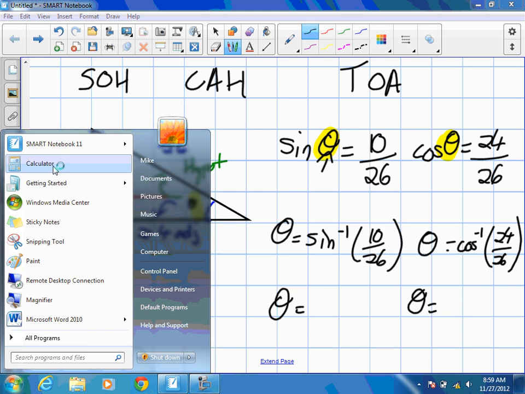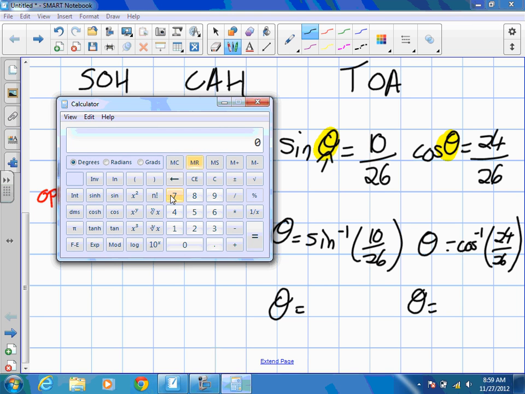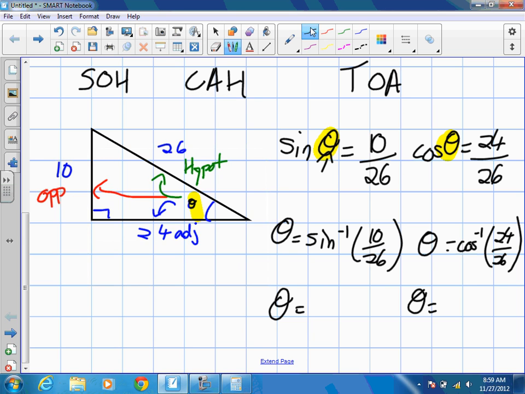Okay, so in this case, 10 divided by 26 is equal to, and then I have to push inverse. I'll do that one more time. 10 divided by 26. There, that's inverse. Now we have sine inverse. Some of your calculators may work like this, where you have to actually input everything one step at a time. 10 divided by 26 is 0.384. Inverse sine, 22.6. Okay, 22.6 degrees.